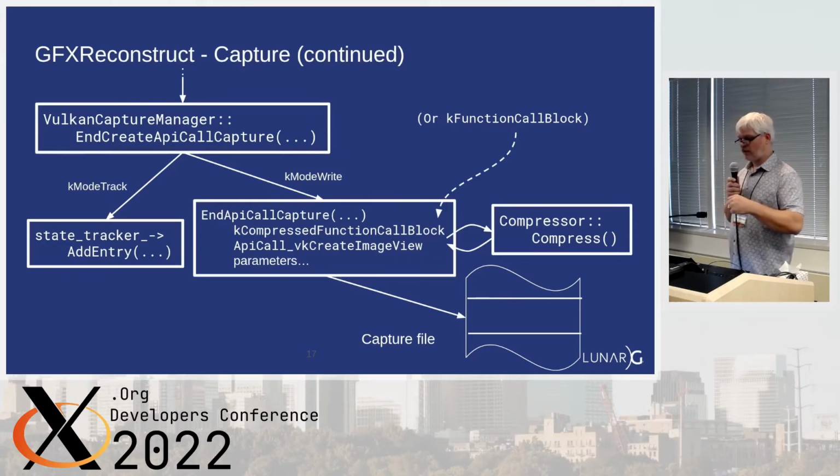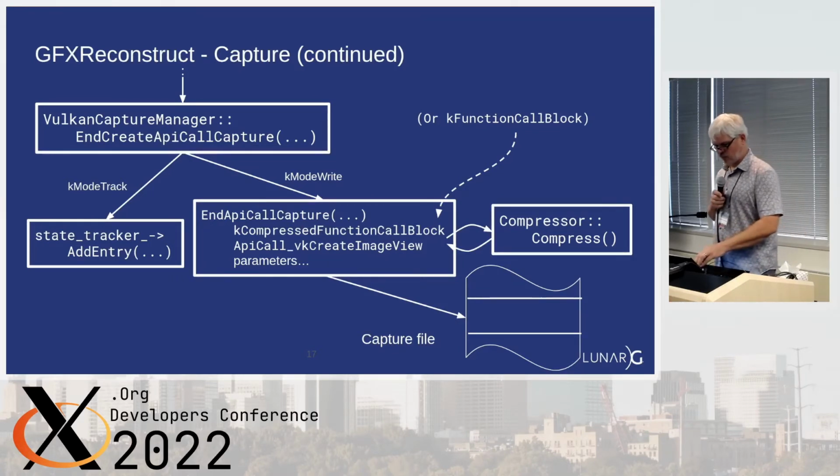If we're actually K-mode write, that means we are writing frames to disk. We've already written all our state. And so instead what we're going to do is take the information for this function call, a header tag which says it's a compressed function call block, the actual API call ID for vk create image view, and all the parameters, optionally compress it, and then we store that as a record in the capture file.